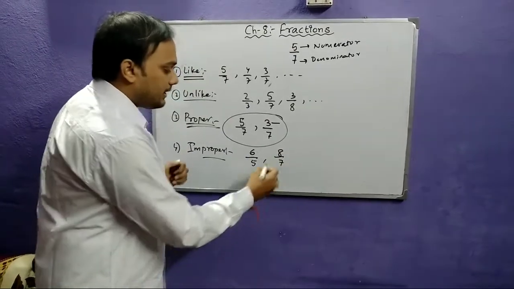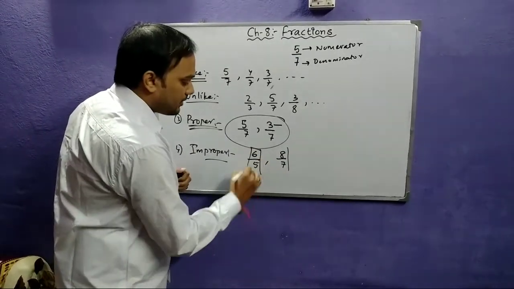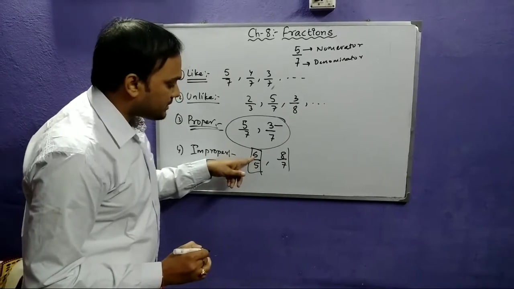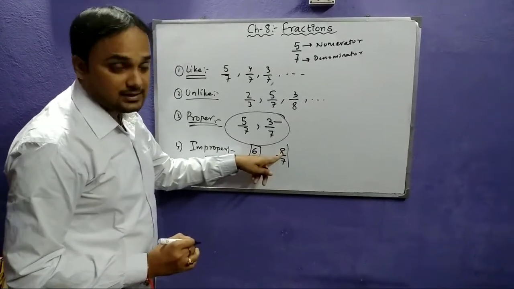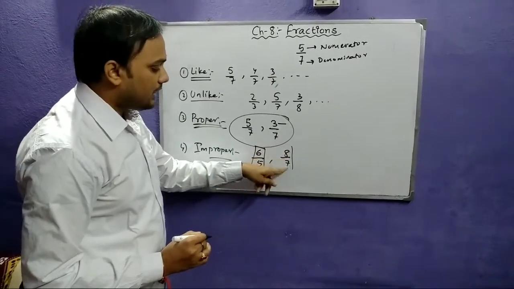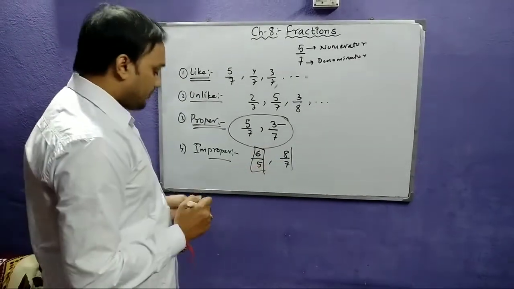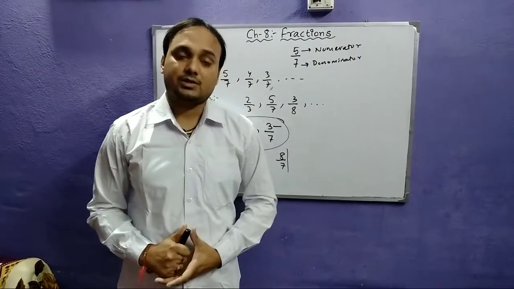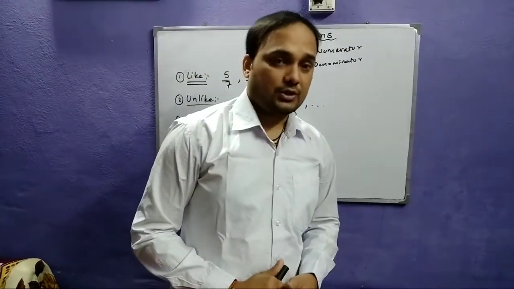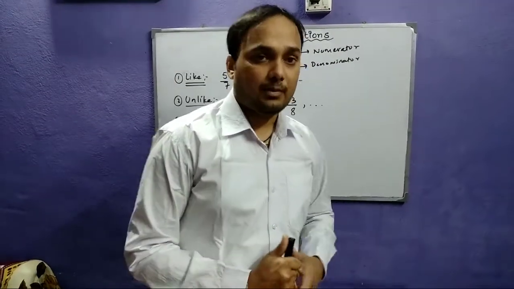You can see here that in both the fractions, the numerator is more and the denominator is less. Again, the same thing: the numerator is more and the denominator is less. So the fraction which has a numerator more than the denominator is called an improper fraction. Denominator will be less and numerator will be more.